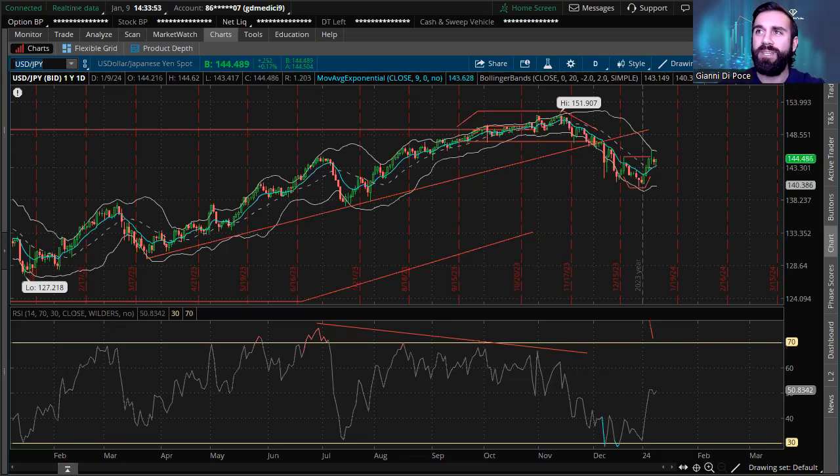So let's start off by looking at the dollar against the Japanese yen, trying to get a little bit of a rebound here. We came back up last week on Friday to retest former support turned resistance and formed a little bit of a lower high here. Now, obviously, the longer term trend remains up. And to be honest, I'm not as bearish on the yen as I am against the euro.